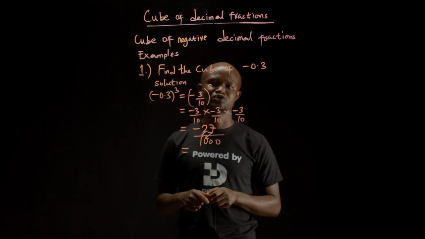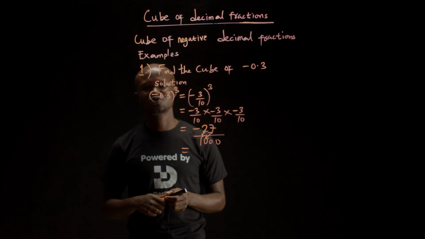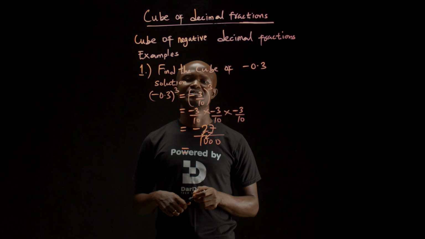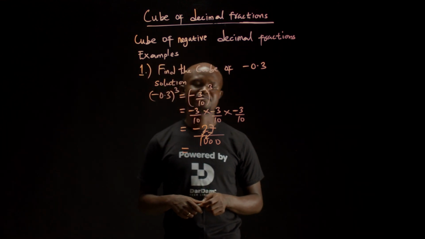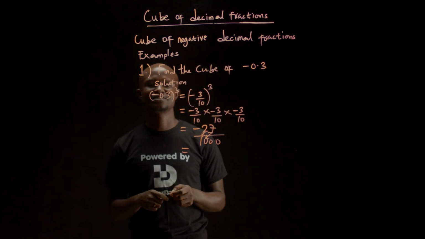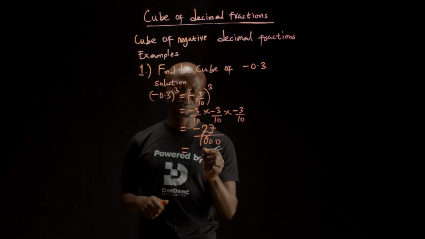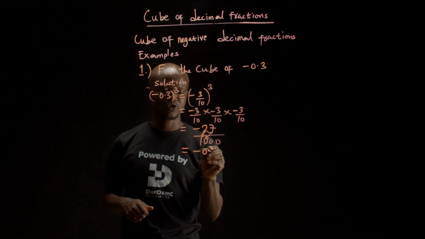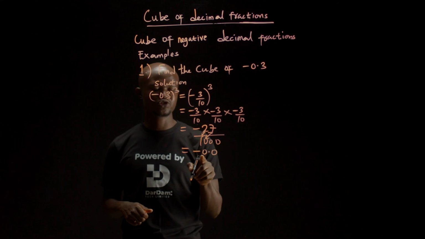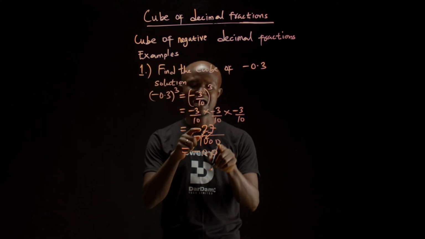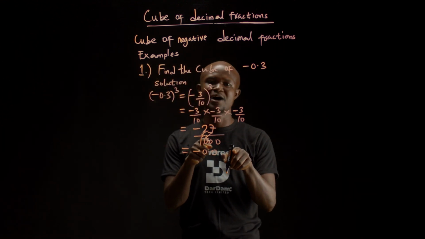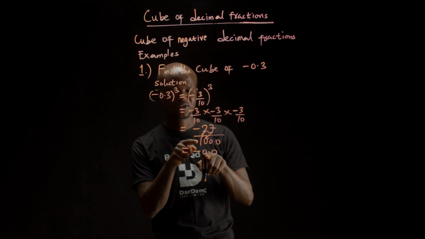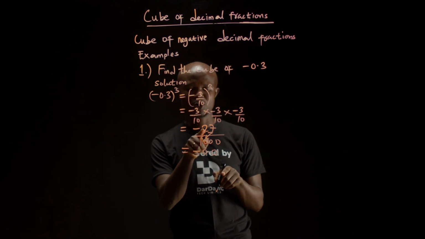We have 2. So those 2 zeros will form our zeros before the first digit. So what do we have? We have minus 0.0. The unmapped zeros are the denominator.